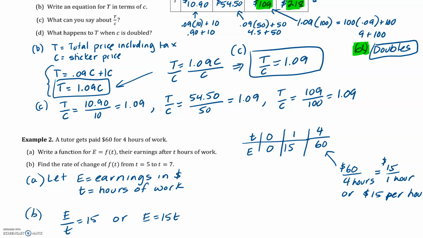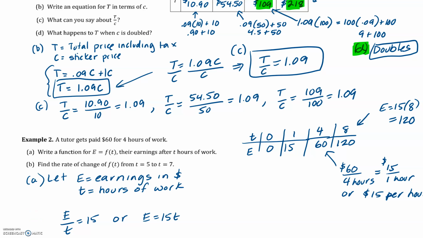And you can see it would work when we plug in 0 here. We would get 0, 1 gives 15, 4 would be 60. Let's try another one. Let's try 8. 8 should be another 60, so it'd be 120. And if I plug an 8 in here, E equals 15 times 8, you do indeed get 120. I'm sorry, that was still A.